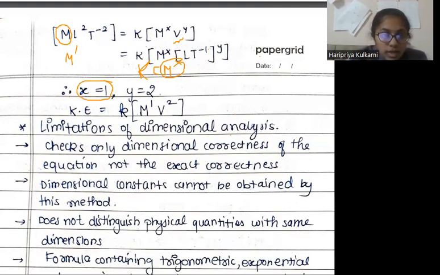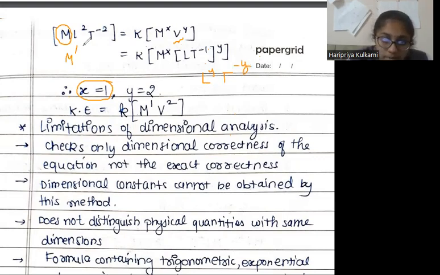So now we have mass, right? We got to know what is the relation with the mass. Now let's see the relation with velocity. So here we have y. So multiplying this y with both of these, that is L raised to y, T raised to the power minus y, right?